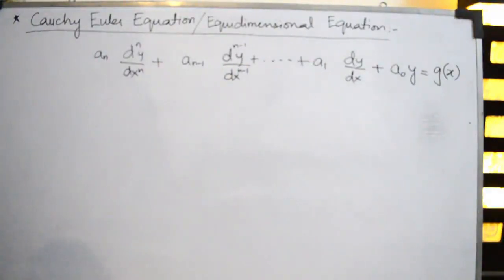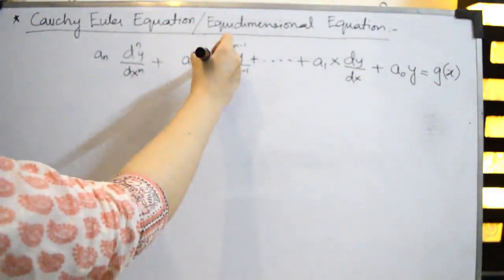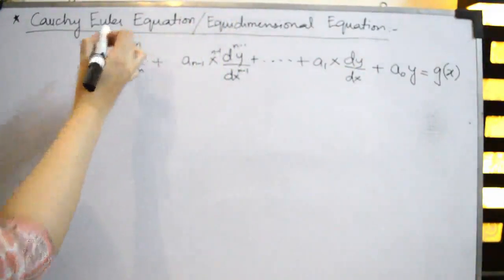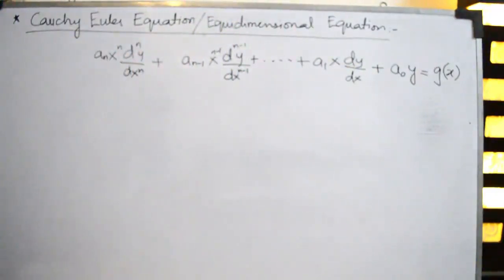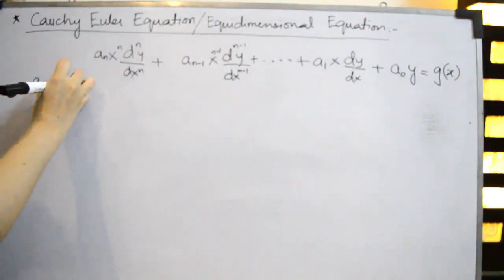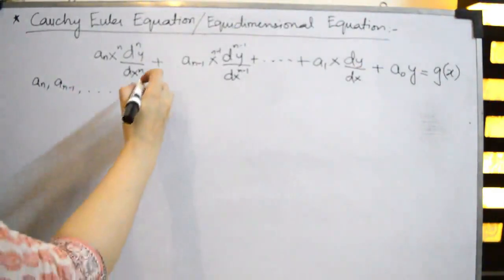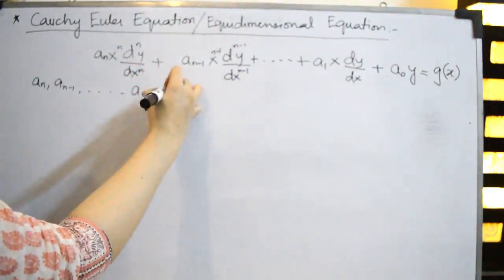If I multiply x to the power 1 along with the first derivative, x squared with the second derivative, and so on, up to x to the power n-1 and x to the power n with the last terms, then this linear differential equation becomes a Cauchy Euler equation, or an equidimensional equation, where a_n, a_{n-1} and so on are constants, not functions.